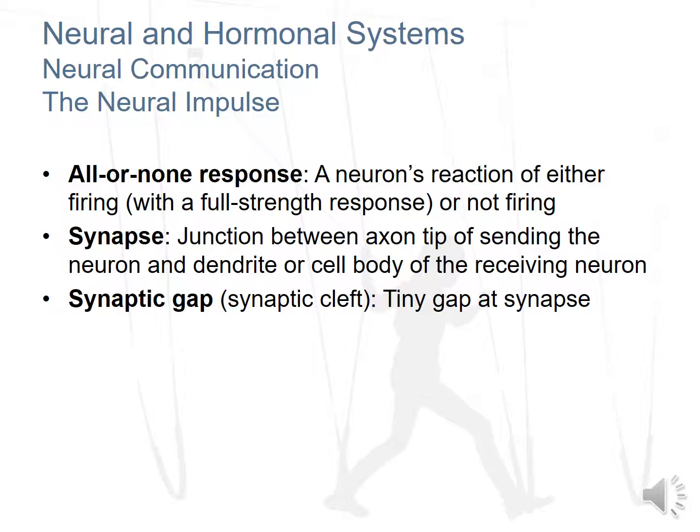The synapse is the junction between the axon tip of the sending neuron and the dendrite or cell body of the receiving neuron. And this synaptic gap or synaptic cleft is the tiny gap at the synapse.